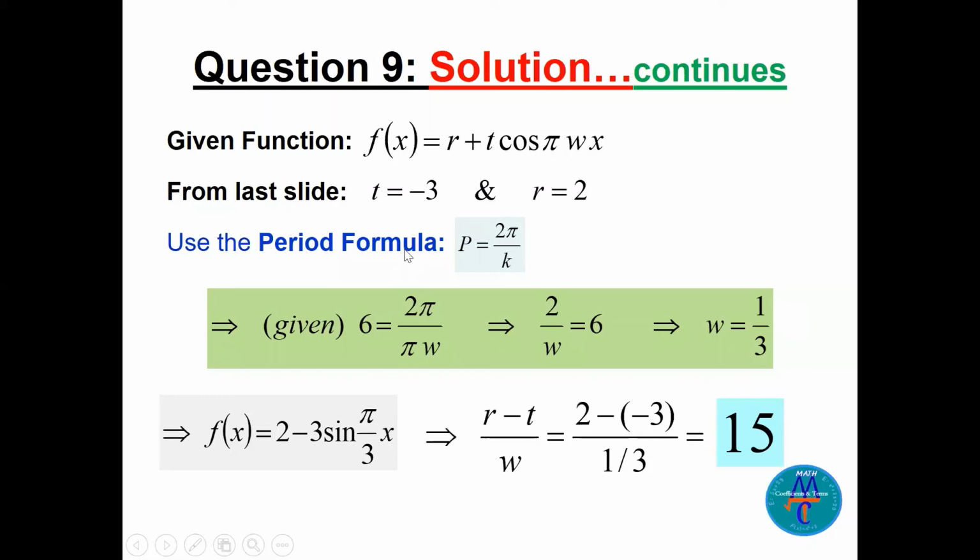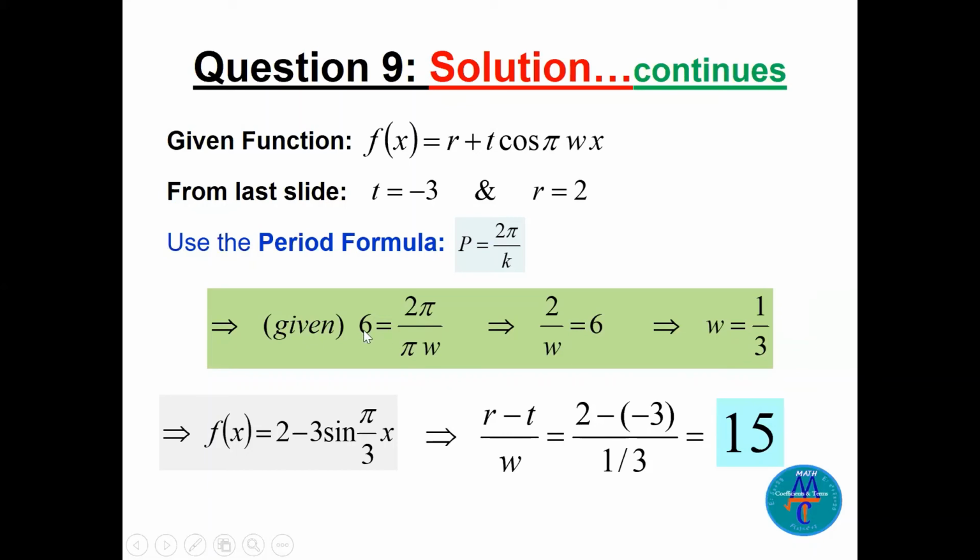Let's find the period. The formula for the period p, 2 pi divided by k. That's the general formula. Now, what is k in our question? See, the k is the coefficient of the x. So it's pi w, all of that. See, this is k here.